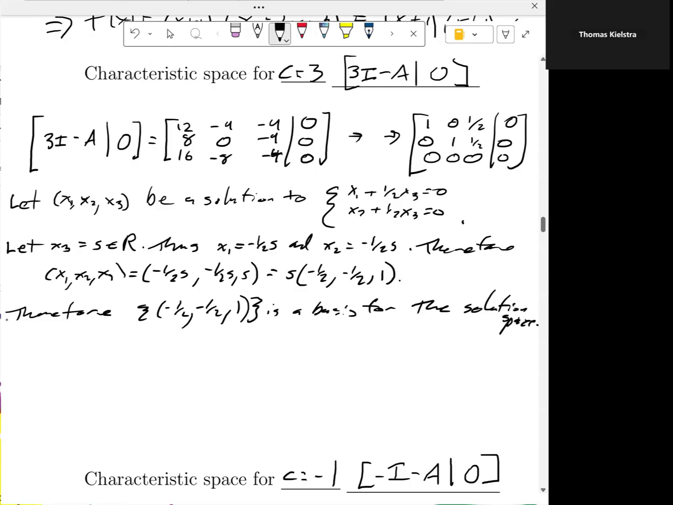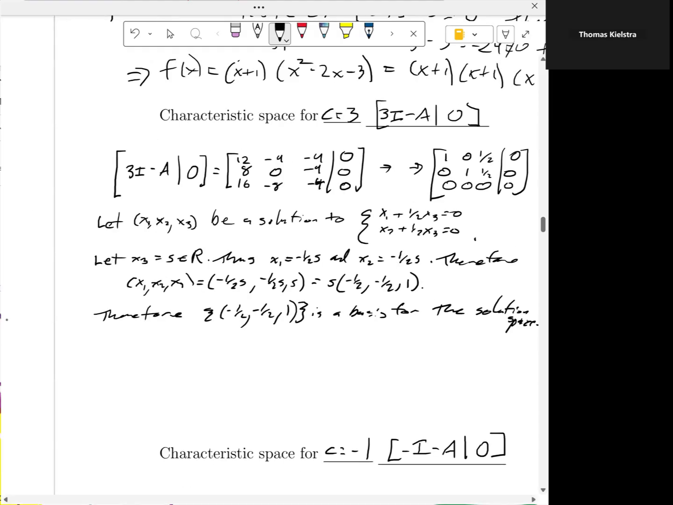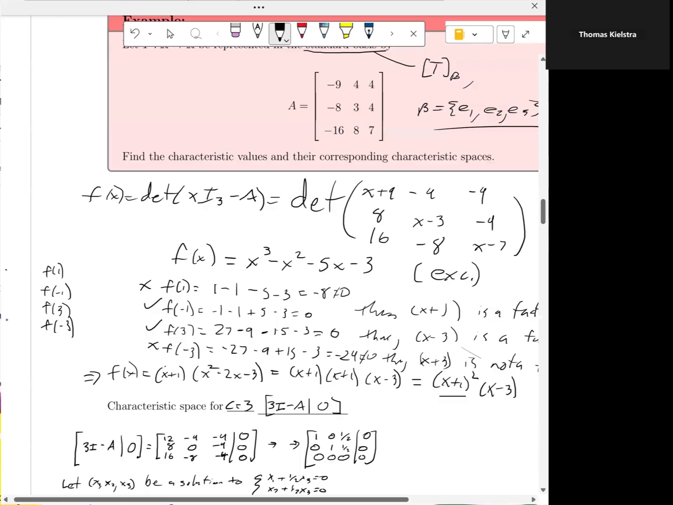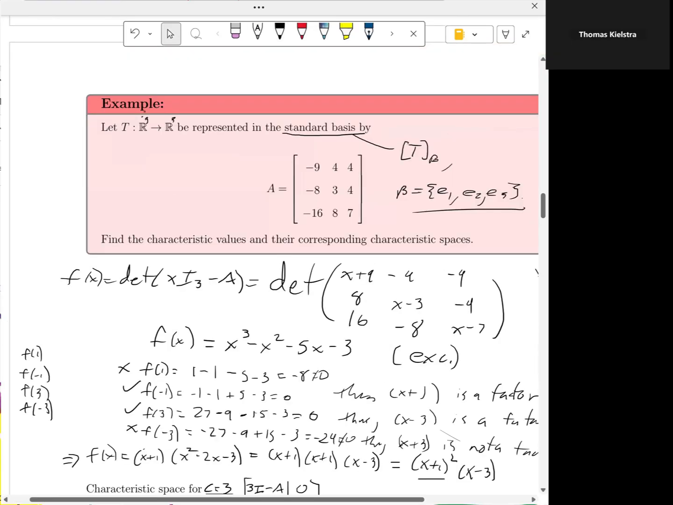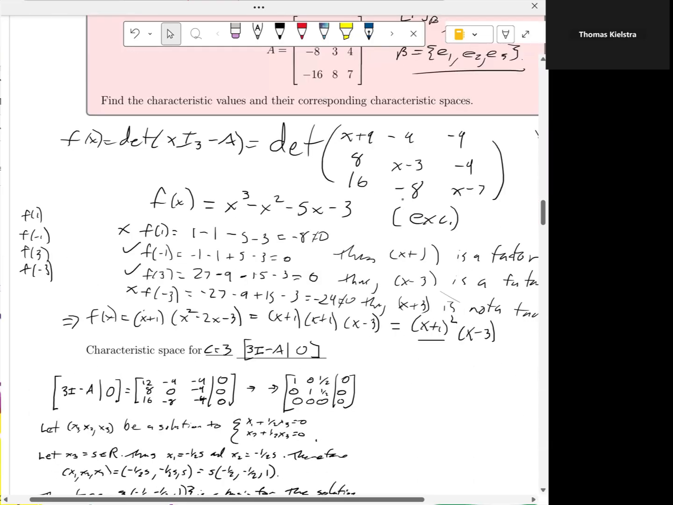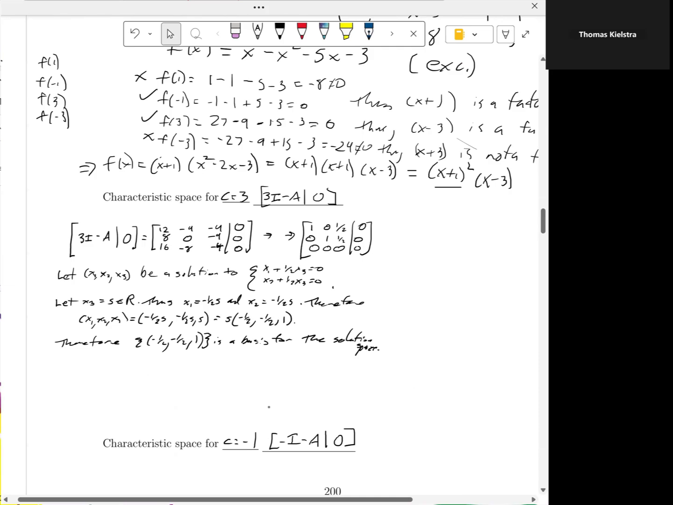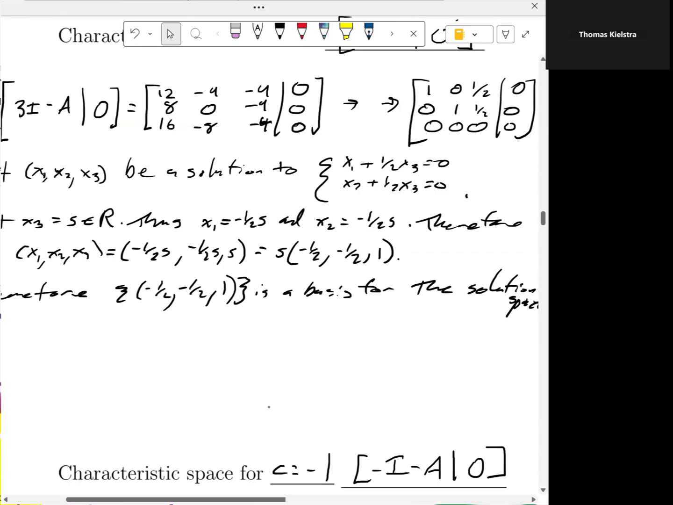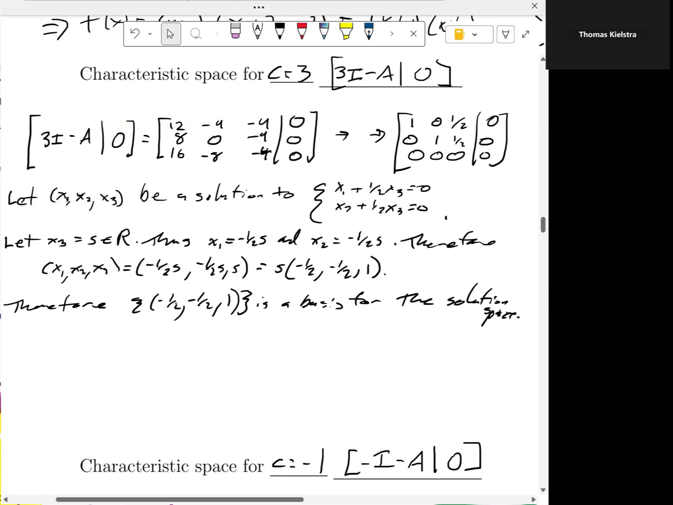So the question is, how can I take the basis for the solution space and convert it to a basis for our characteristic space? To do this, we're going to use the basis that was used for our matrix representation. Our matrix representation represents a linear transformation R3 to R3 using the standard basis. This means my basis is E1, E2, E3. So to convert back, I'm going to take these scalars and multiply them by the basis vectors E1, E2, E3.